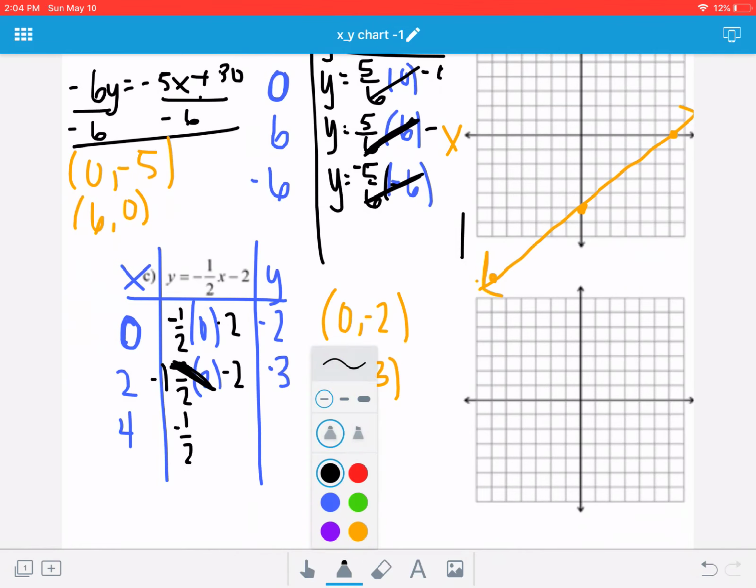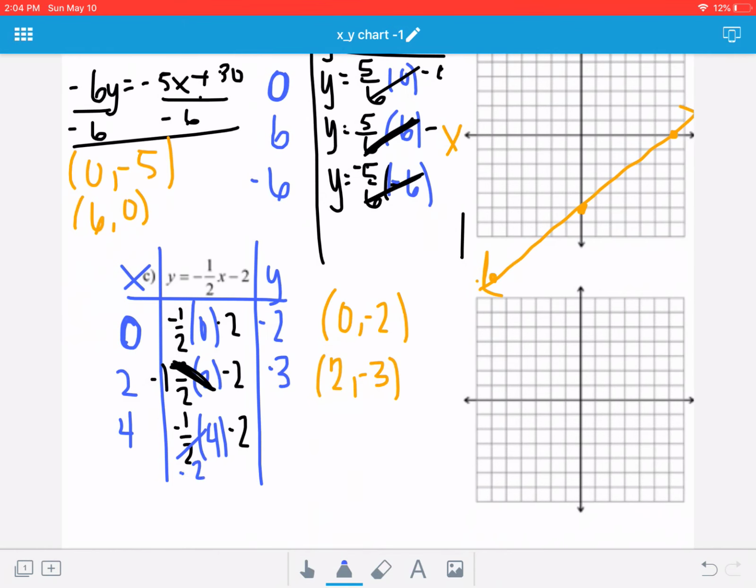And 4, if we plug 4 in, -1/2 times 4 minus 2. -1/2 times 4 is -2, and -2 minus 2 more would give me -4. So then this, you guys, would be the ordered pair 4, -4. So I'm going to graph those 3 orange ordered pairs here to the right. 0, -2, 2, -3, 4, -4.